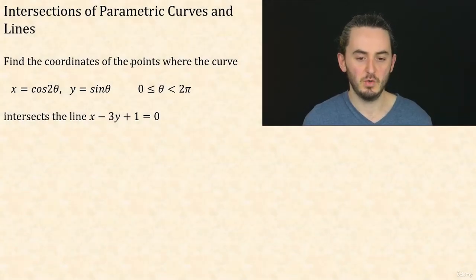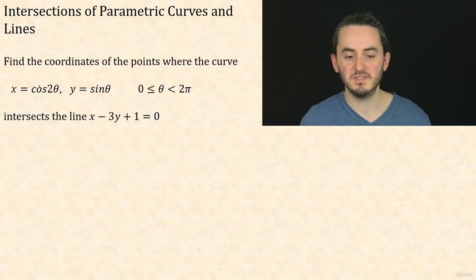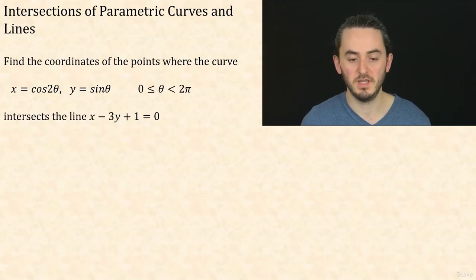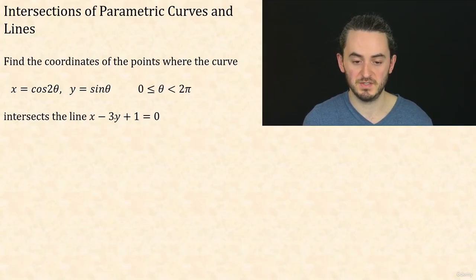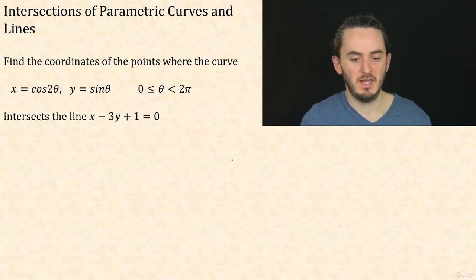In this video, we're just going to look at a short problem, which was how to solve simultaneous equations when you've got a line and a parametric curve. Let's have a look. So this question says, find the coordinates of the points where the curve x equals cos 2 theta, y equals sine theta intersects the line x minus 3y plus 1 equals 0. So how do we solve this?